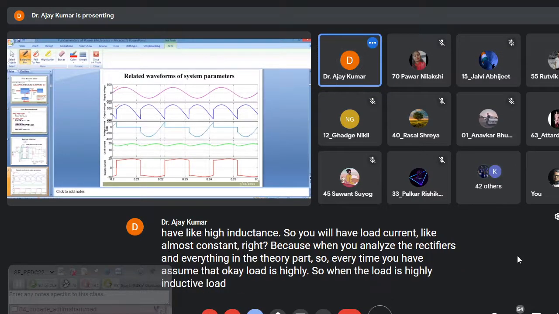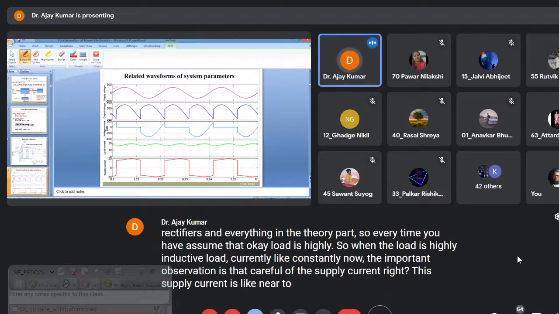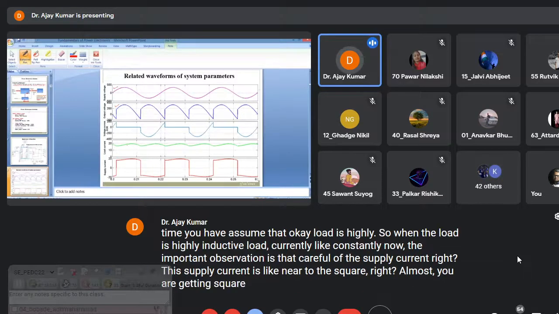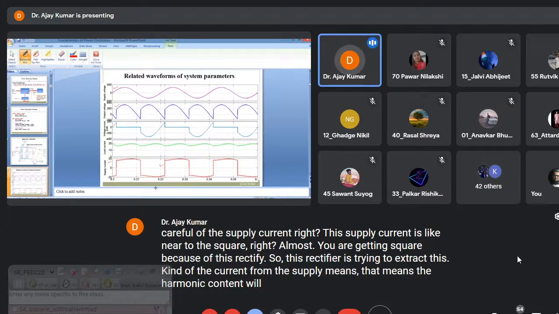Now the important observation is that you should carefully observe this supply current, right? This supply current is near to a square wave. Almost you are getting a square wave because of this rectifier. So this rectifier is trying to extract this kind of current from the supply mains. That means harmonic content will be injected by this rectifier into the system, right?